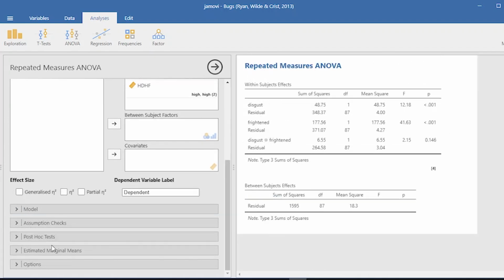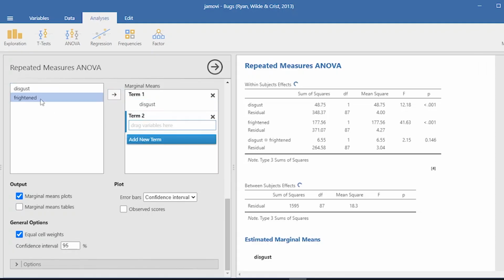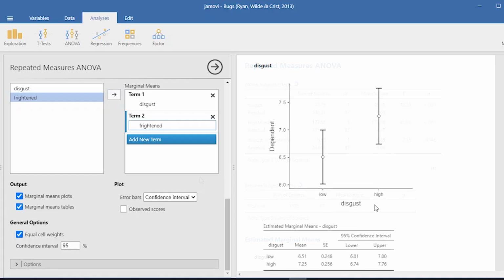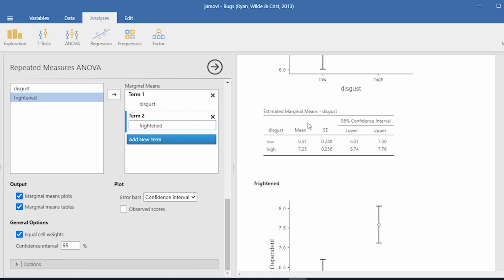We could look at the estimated marginal means by taking the level of disgust as the first term and the frightened as the second term. If you look at low and high in terms of the disgust factor, the difference is quite obvious. Still overlapped a little bit, but the difference between them is quite obvious in terms of the level of disgust. And this is the estimated marginal means table with the confidence level. You could see the differentiation between them, and this is where the overlap happens.